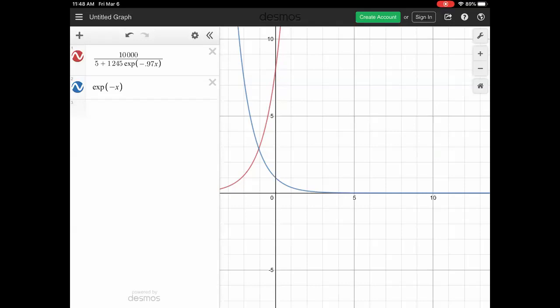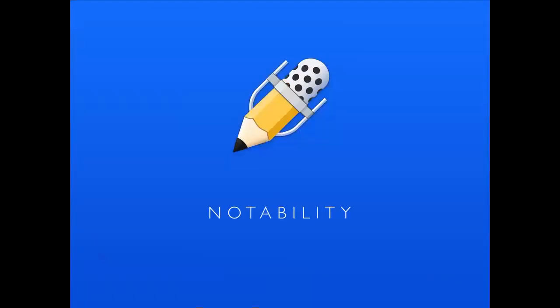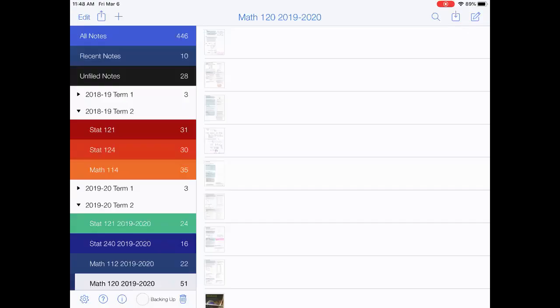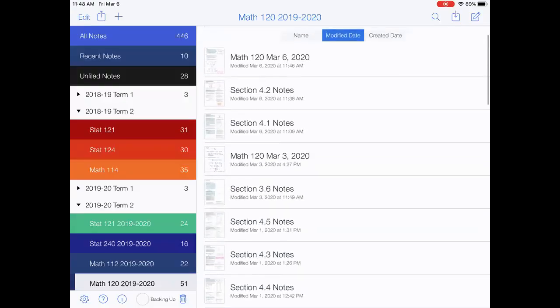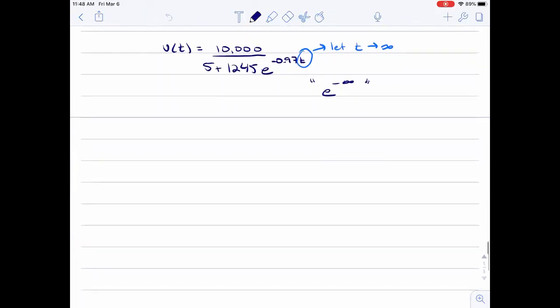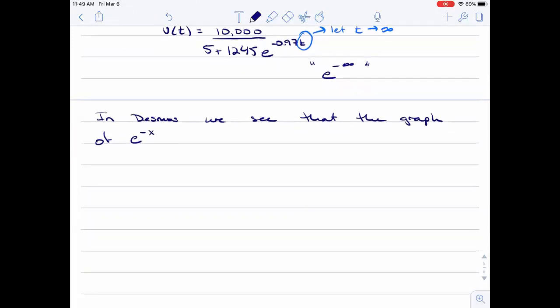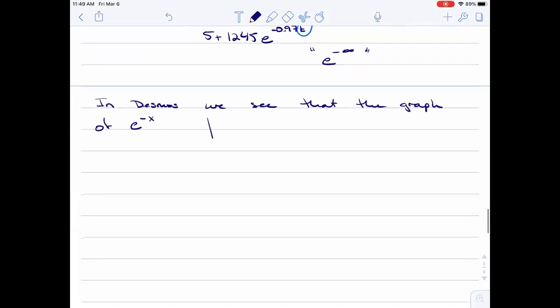So what happens is, in Desmos, we see that the graph of e to the negative x in general looks like this.